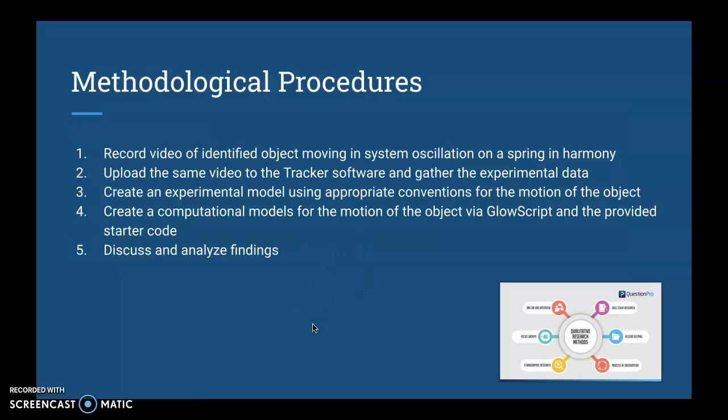Some of the different procedures that were taken in this lab were to initially record a video of an identified object moving in system oscillation on a spring in harmony, to then upload the same video to the Tracker software and gather the experimental data, and then create an experimental model using appropriate conventions for the motion of the object, to then create a computational model for the motion of the object via GlowScript and the provided starter code, and to then discuss and analyze the findings.